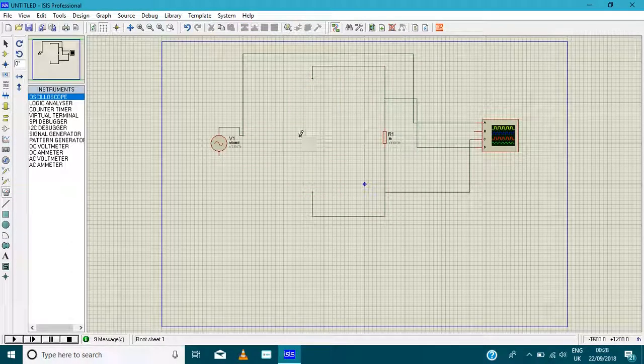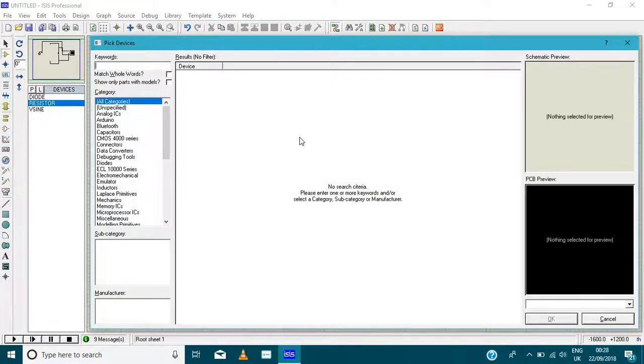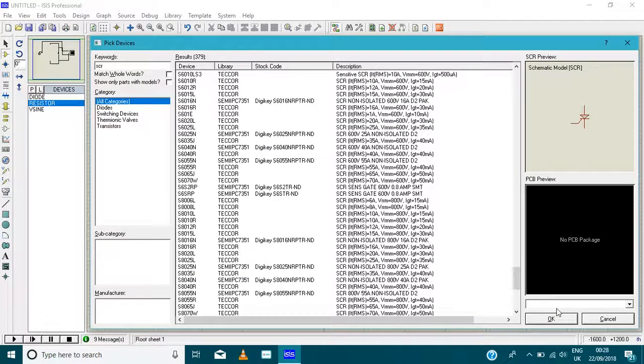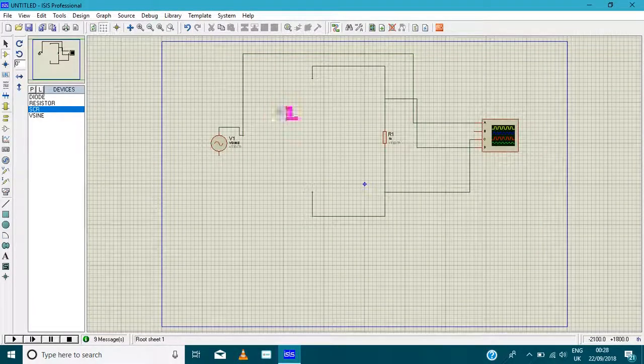So we just remove it. Now we need an SCR. This is a semiconductor device. This is 1, this is 2, this is 3, this is 4. These are going to connect like this.